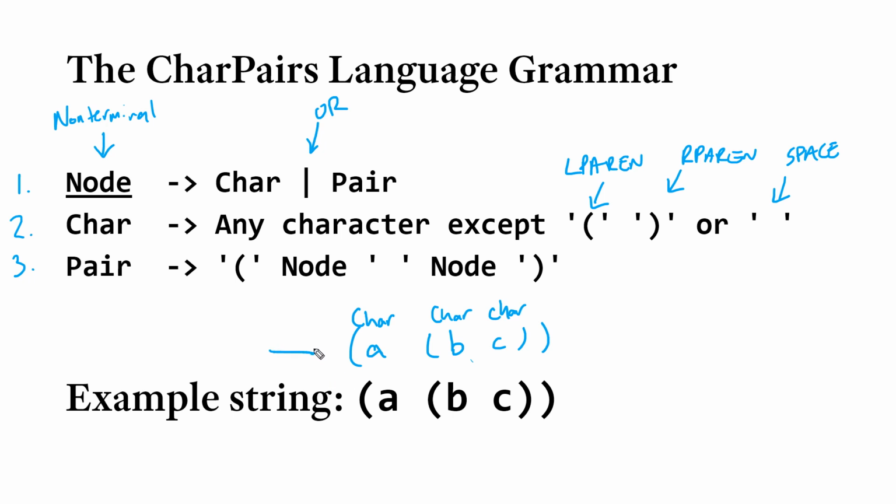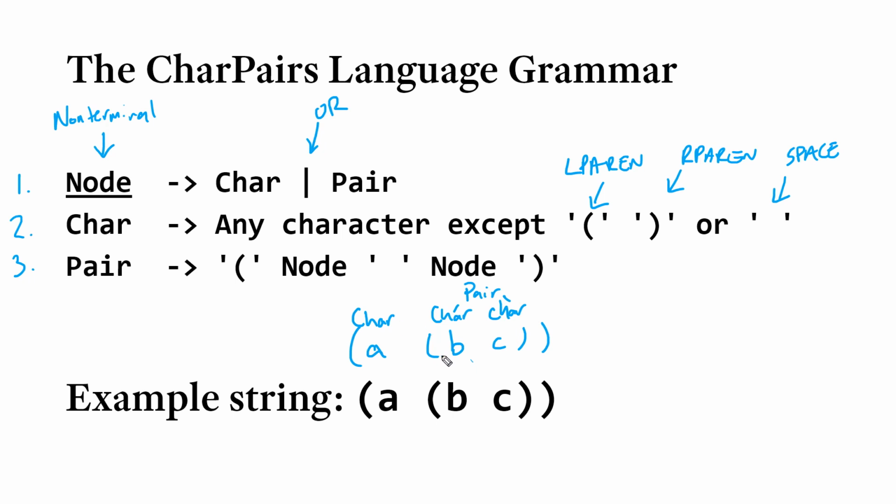And if we were to take this full input string, which is now what we have at the bottom of the slide, we have an L paren, followed by a char node, followed by a space. So we're following through on this pair rule. And what we learned in the previous example was that this did make up a pair, right? A pair that was made up of 2 chars.